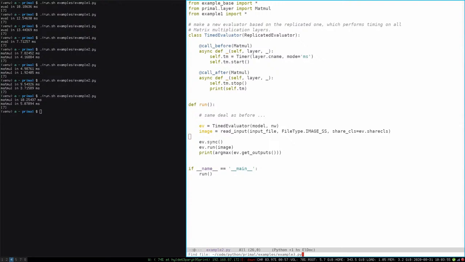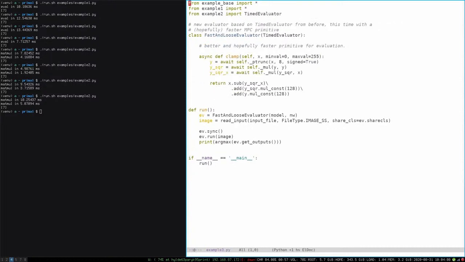All right. So the last example, as I mentioned, now what we want to do is make a small modification to the way we evaluate, and then measure the result of this. That's what this example 3 is. The idea is exactly as before: we subclass an evaluator. In this case, we subclass the timed evaluator because then we get the timings for the matrix multiplications as before. Then we construct a new MPC primitive here. It's the same primitive that we already have, but implemented in a faster way. This clamping is needed for these TF-like models at the end of a matrix multiplication. It's to ensure that the output value is between 0 and 255, so it's a valid byte. And this supposedly does it with one comparison instead of two, which we get from this truncation here.